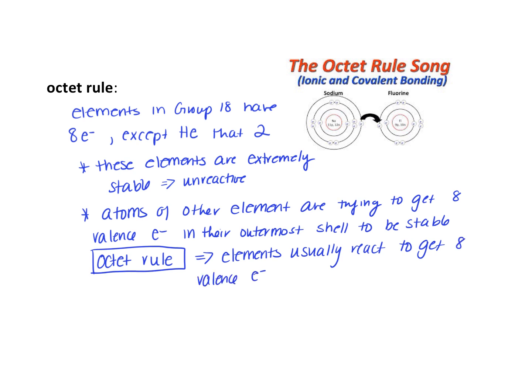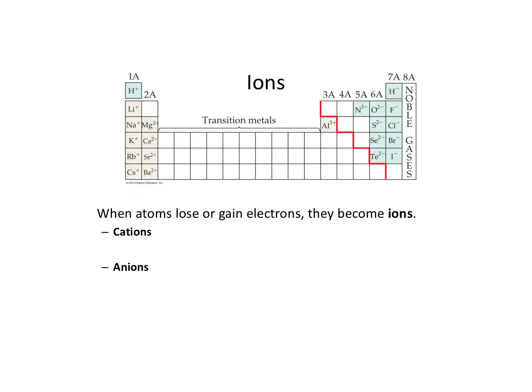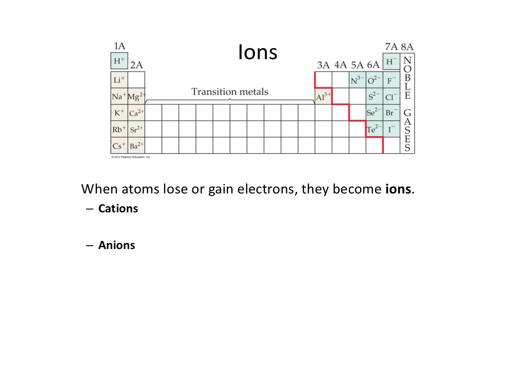Okay, now to get those 8 electrons in the outer shell, elements generally give away electrons or take electrons and through this process form ions. So atoms can lose or gain electrons, and when they do this, they become ions. So we've got 2 different types of ions that we're going to focus on.